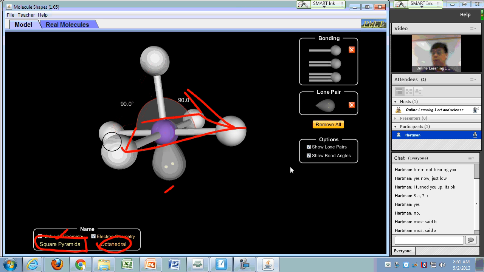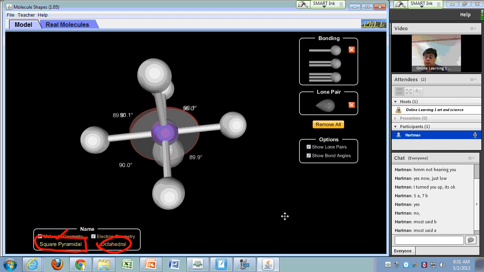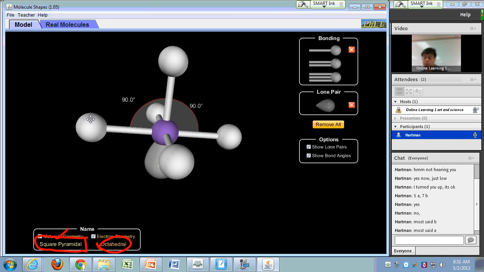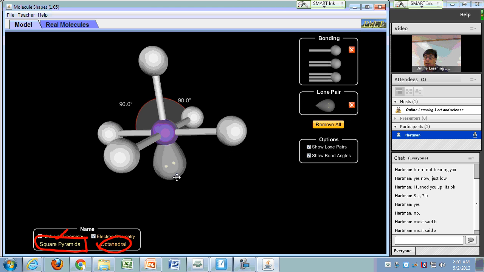All right, so let me turn this around for you. There's a 90-degree angle between the axial group and the equatorial groups, you might say. Now, what if there's another lone pair? Then that other lone pair will want to stay as far away from the first lone pair as possible, so that second lone pair is going to take the opposite side.